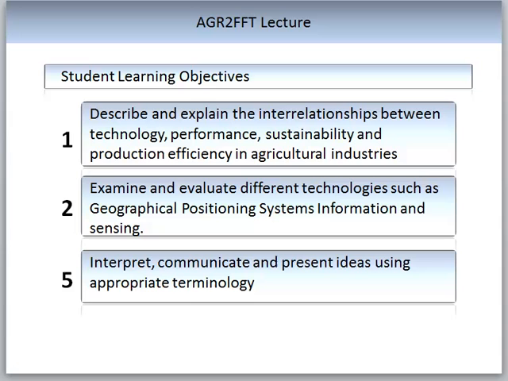In this lecture we will be covering the following three student learning objectives. You will learn how to use and explain the interrelationships between technology, performance, sustainability and production efficiency in agricultural industries. This is part of student learning objective number 2, where you examine and evaluate different technologies. This is an extension or application of the GPS and GIS information covered under this learning objective. And finally, you will learn how to interpret, communicate and present ideas using appropriate terminology for this topic.